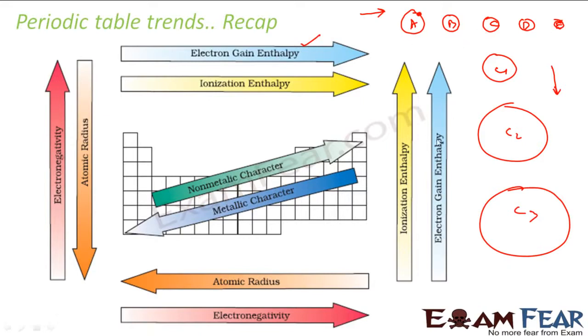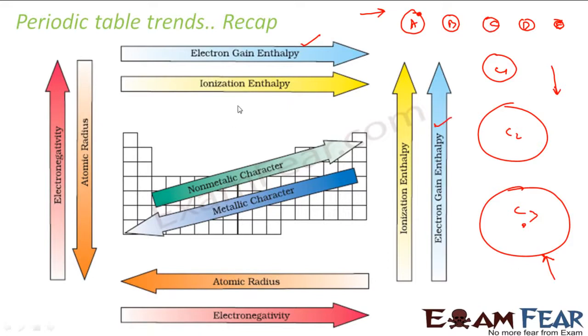Similarly, if you go down the group, the atomic size increases, so it's difficult for C3 to pull an electron, but easy for C to pull an electron. So the electron gain enthalpy is more here, less here. So if you go up, it increases.